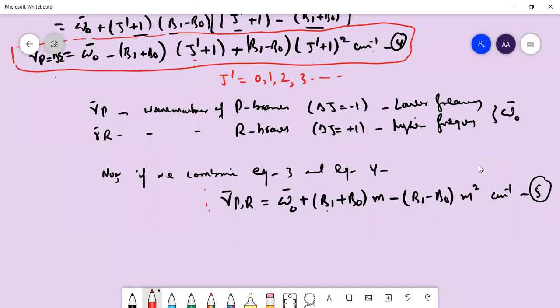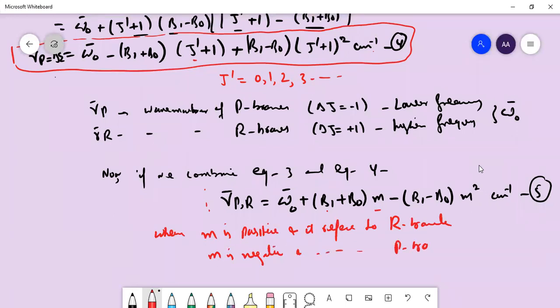And we have a new term here, M, which we have already used in our earlier lecture also. This M can have either a positive or a negative value, depending on whether it is for R branches or P branches, minus B1 minus B0 M square. Here, when M is positive, it refers to R branches. And when M is negative, it refers to P branches.